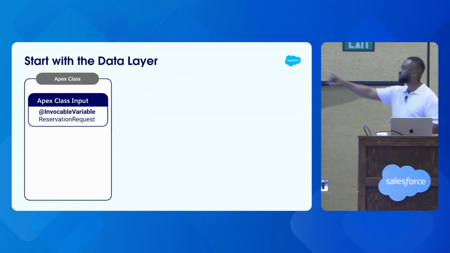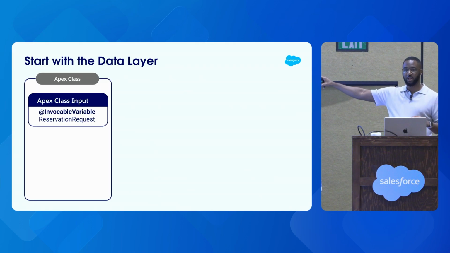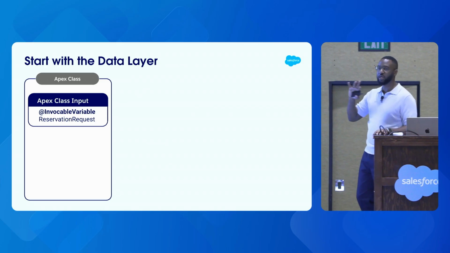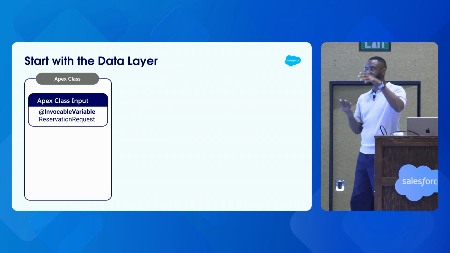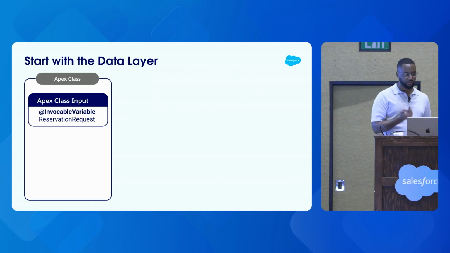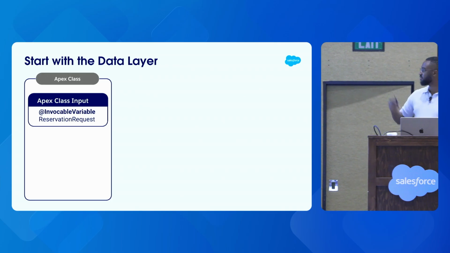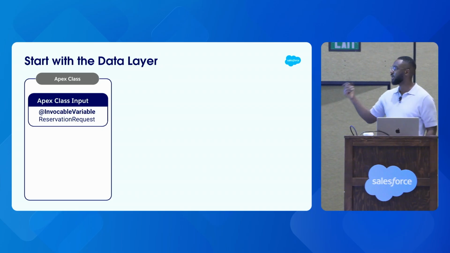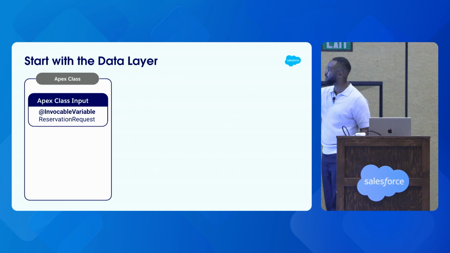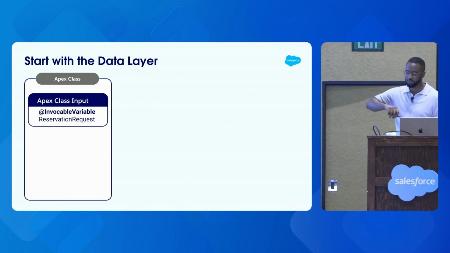OK, so you're going to start with your data layer, right? You need the Apex class. So you're going to have an Apex class, and it's going to be like a data transfer object. It's going to be really, really simple. It won't do anything, right? It just defines a data shape. And you're going to want it to be an invocable variable to expose it to Agentforce, right? So let's say that for our example, we have a data class to collect reservation details. We're just going to call it reservation request, okay? So that's our data shape, reservation request.